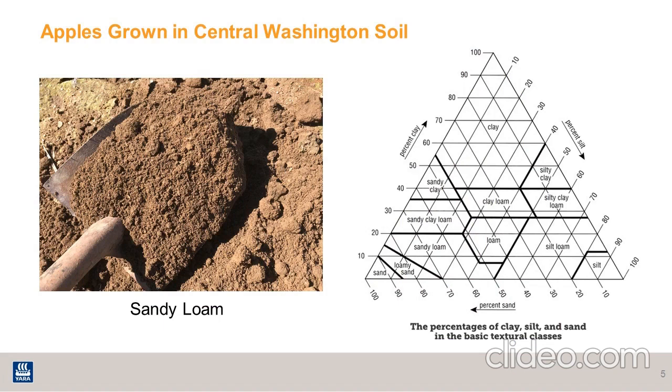Most of the apples in Washington State are being grown in a sandy type soil. Here's an example of what a sandy loam soil looks like. To determine that, you can use what's called the soil texture triangle. For example, a soil with 60% sand, 15% clay, and 25% silt would put you right in the sandy loam section. Apples in Washington are also grown in loamy sand and sandy soil, but for this presentation, I'll be talking mostly about the sandy loam soil.